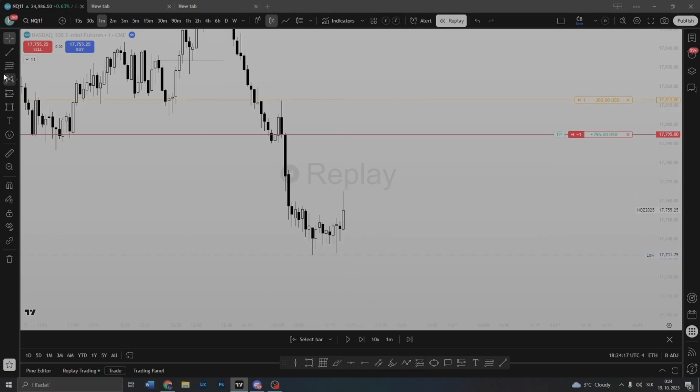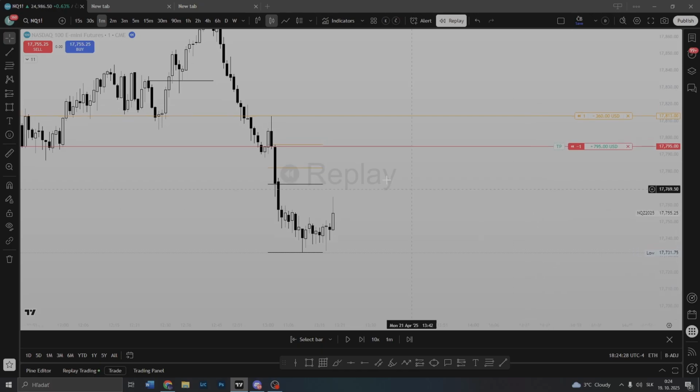We can also put a fib from this swing high to this swing low. That's 50%. I'll just change it to OTE. Okay. We are tapping to 50%. Bam. EQ of the range. Not random at all.